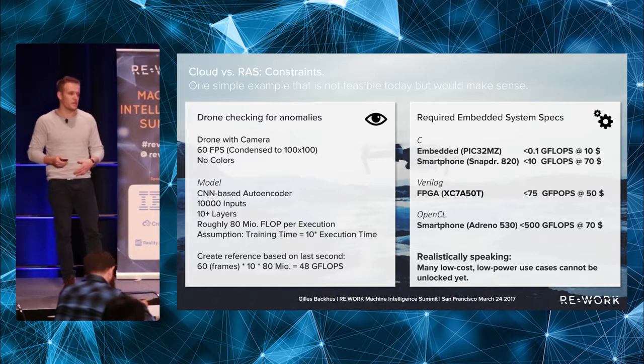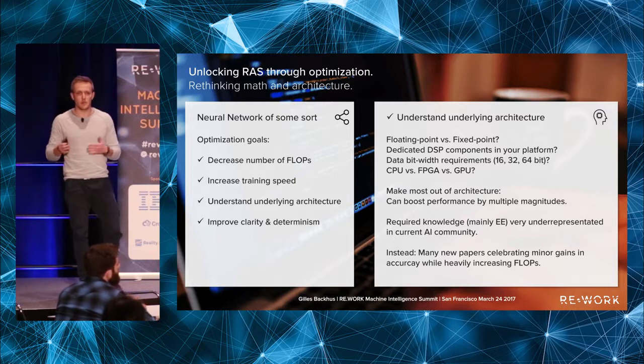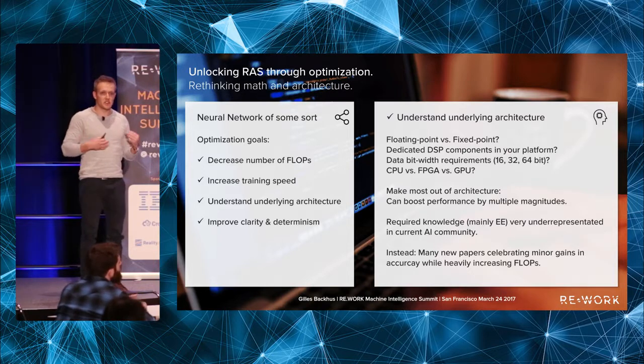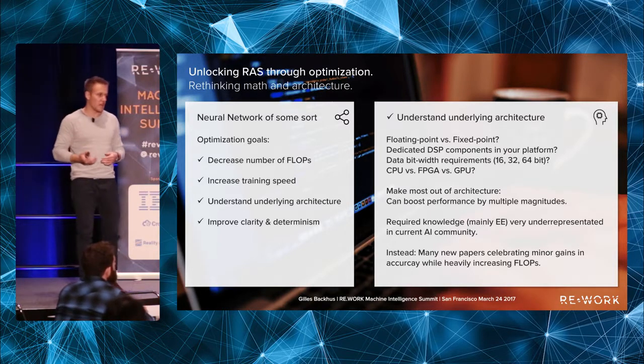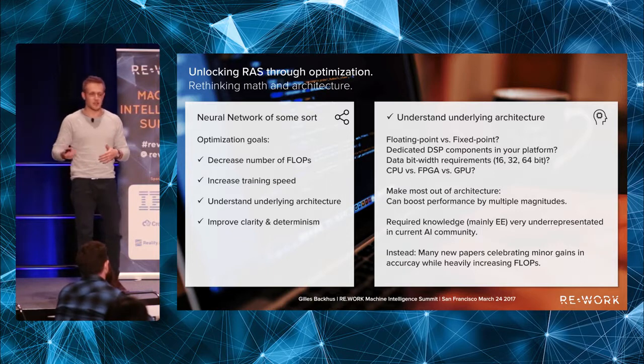Now, what can you do if you want to optimize your algorithm for such a platform? Let's say you have these four goals, okay? You want to decrease the number of operations. You want to increase the training speed because you have something that you have to train online. You want to really understand and exploit the underlying architecture. And you want to improve the clarity for, well, your third parties.